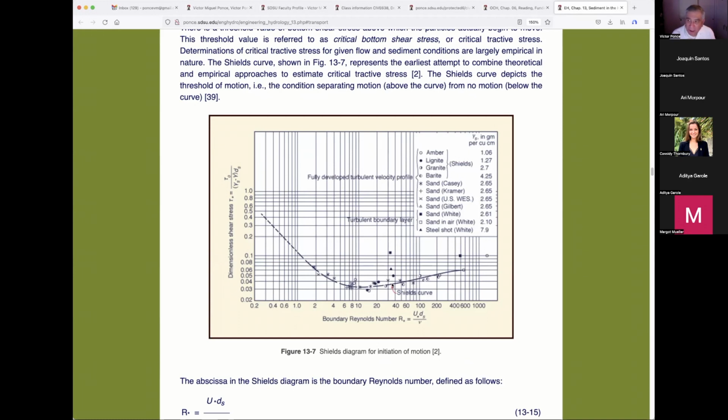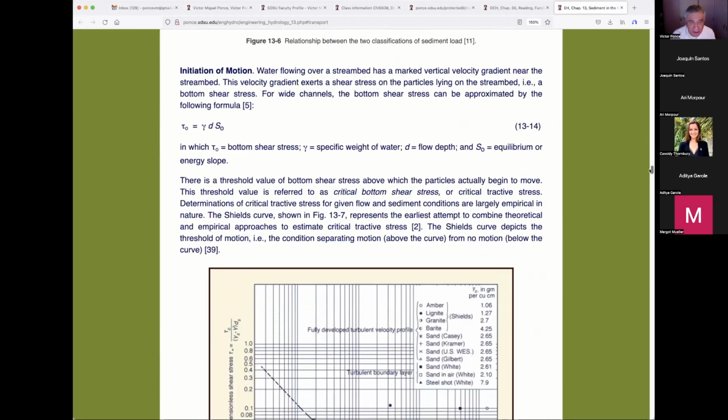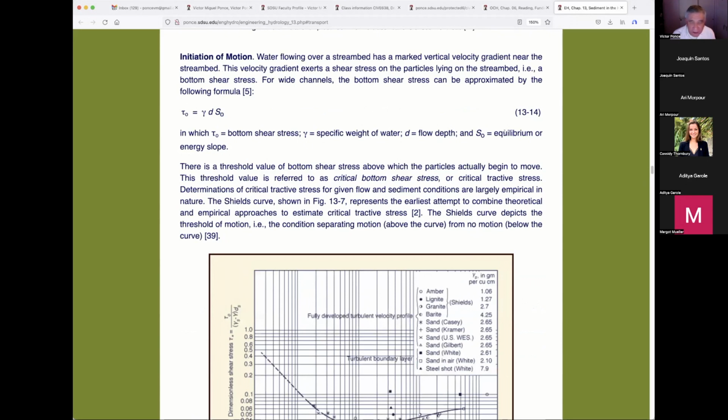He was the first person that was able to develop a dimensionless plot that will separate motion over here from no motion at the bottom. In the ordinates, he figured out that he could do this best using the definition of the dimension of shear stress. And we already know what shear stress is. I already told you what shear stress is. It's gamma RS. It's not here. It's in that other page. Gamma ds over here. That's the shear stress.